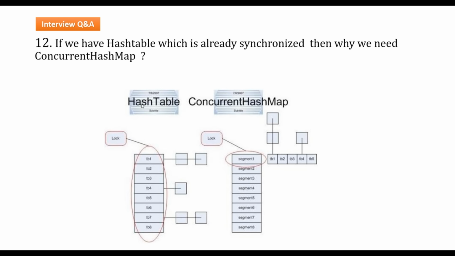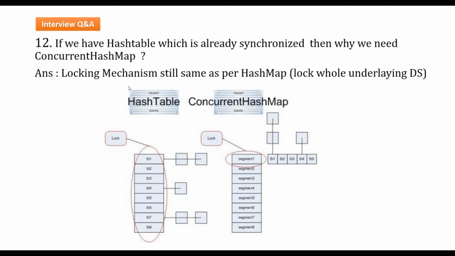So you can simply answer the interviewer: even though Hashtable is synchronized, the locking mechanism is still the same as for HashMap. It will lock the whole underlying data structure. There will be no segment locking or bucket locking in Hashtable. Because of this locking mechanism, it's always preferable to use ConcurrentHashMap rather than Hashtable.